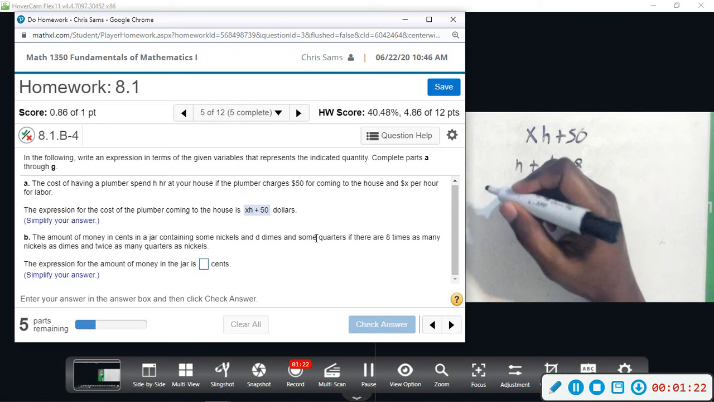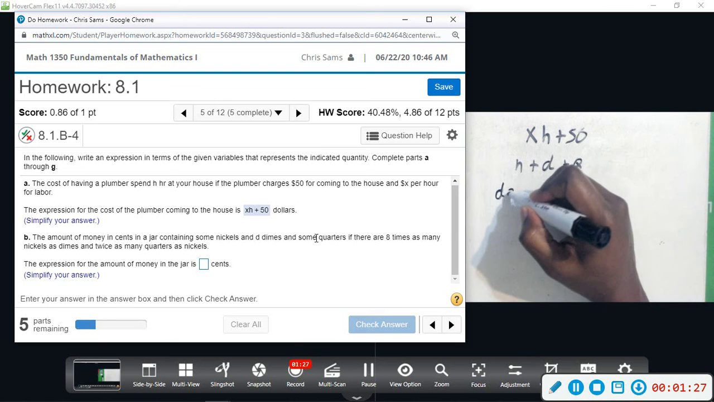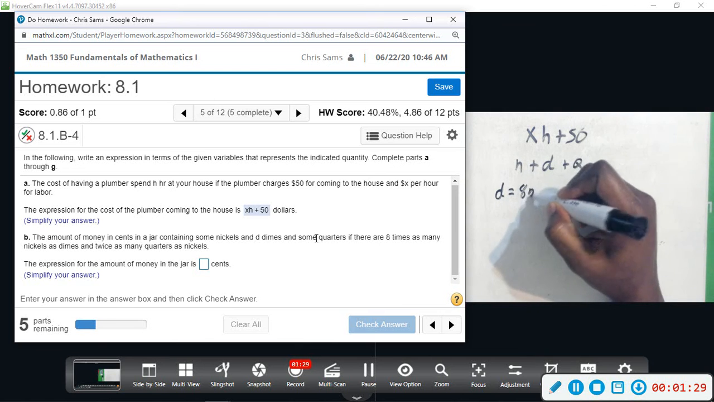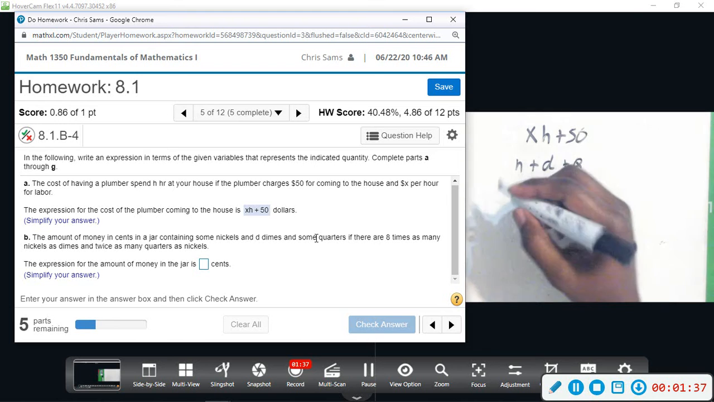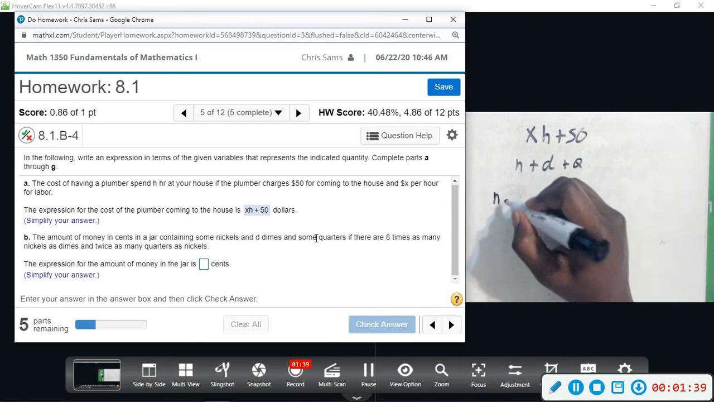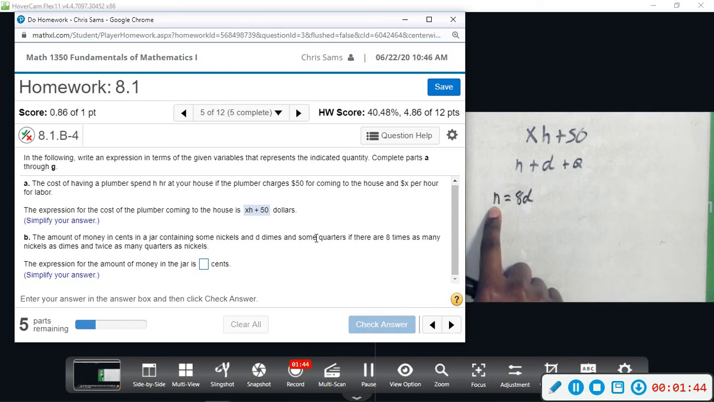Okay, so that's telling me dimes equals 8 times nickels. 8 times as many nickels as dimes. Actually, I think I want to rewrite this differently. The number of nickels is 8 times dimes, because there are 8 times as many nickels. So if I want the number of nickels and dimes to be equal, and I know there are 8 times as many, then I need to multiply the dimes times 8. So kind of backwards than the way you would think.